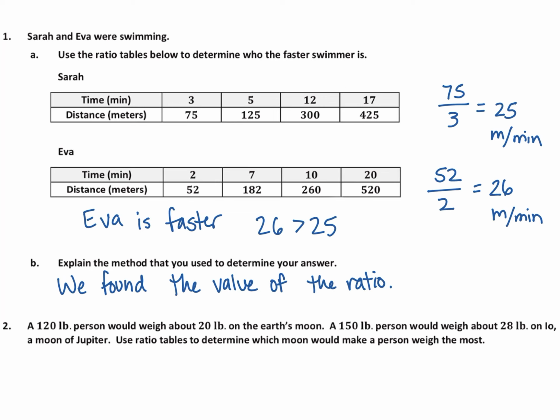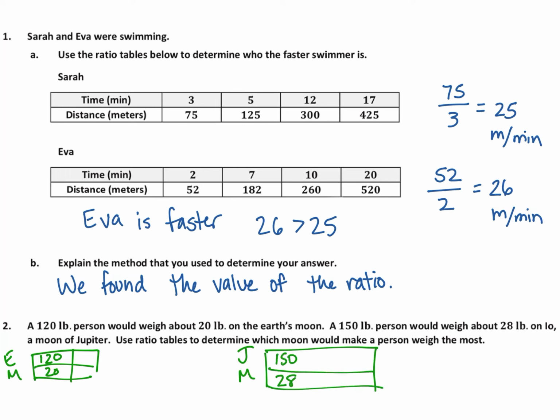Number 2. A 120-pound person would weigh about 20 pounds on the Earth's moon. A 150-pound person would weigh about 28 pounds on Io, which is a moon on Jupiter. Use ratio tables to determine which moon would make a person weigh the most. So we have 120 to 20 for Earth's moon, and for Jupiter's moon we have 150 to 28.